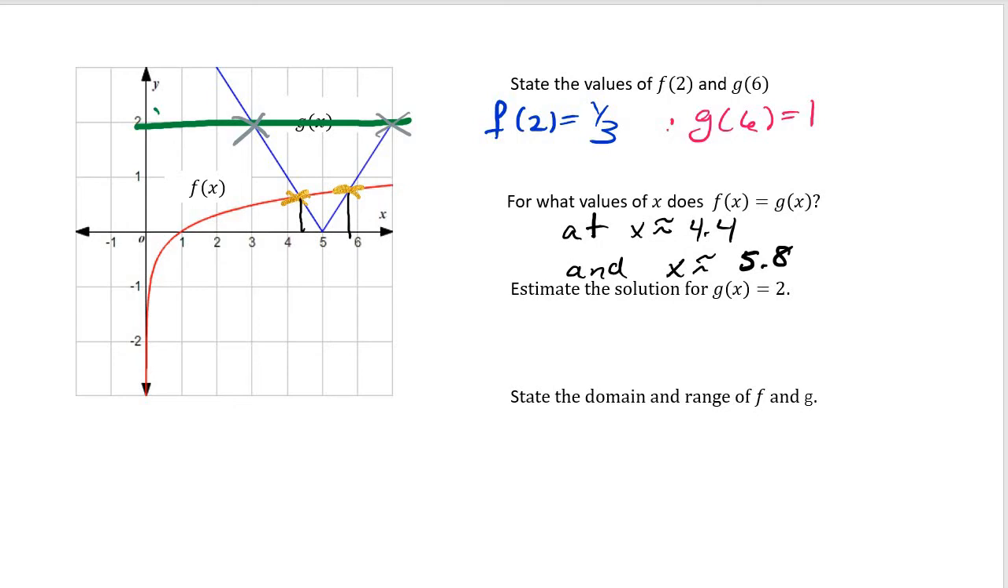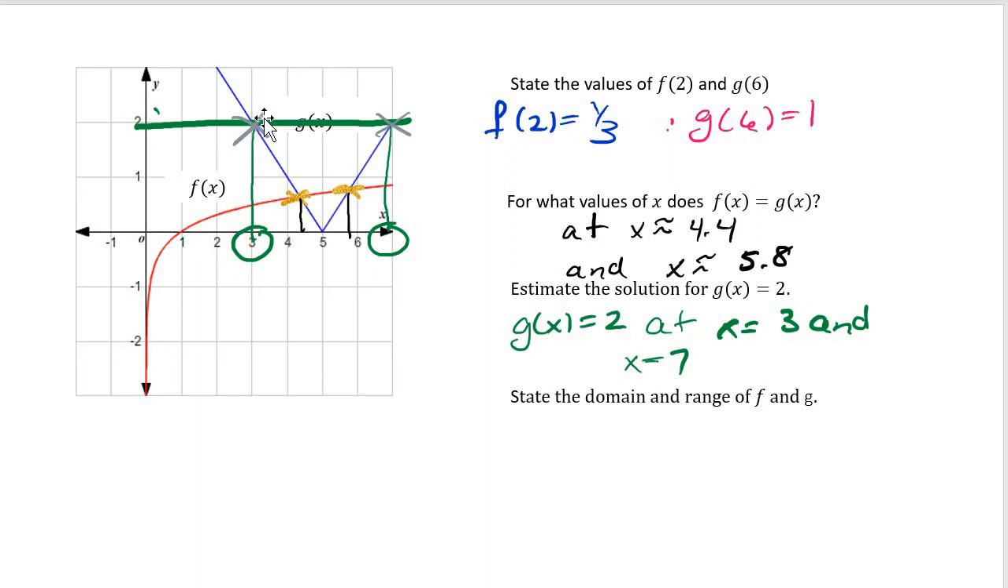Next question, how do we estimate the solution for g of x equals 2? So we're given y is equal to 2. So I just draw a line at y equals 2, and it crosses g of x in 2 spots, here and here. And so if I go there and I look at the x values it came from, it turns out to be 3 and 7. I've circled them here. So at x equals 3 and 7, y is equal to 2.